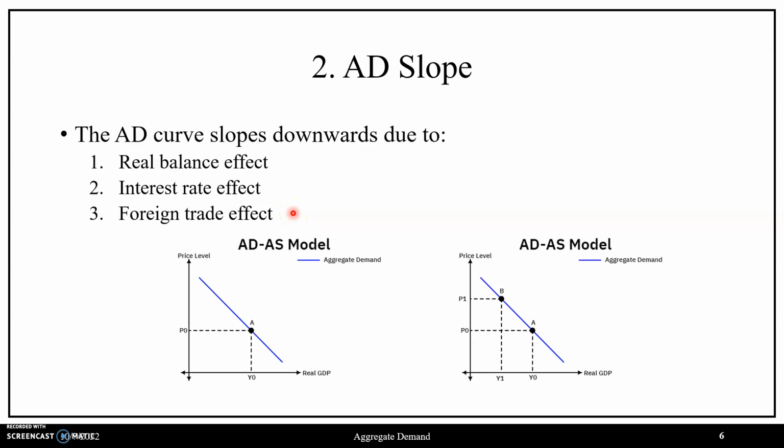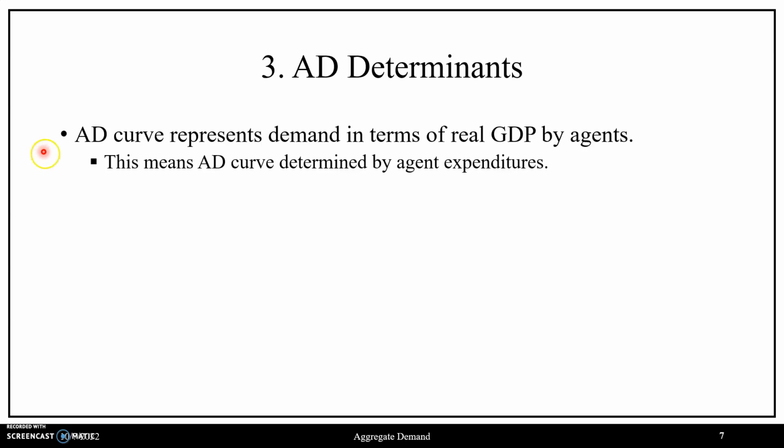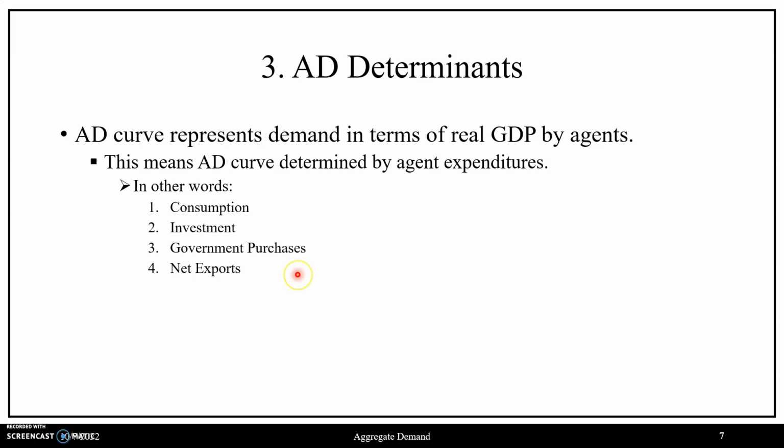Now moving on to determinants, the aggregate demand curve represents demand in terms of real GDP by agents. This means that the aggregate demand curve is determined by agent expenditures, or in other words, consumption, investment, government purchases, and net exports, which are the components of the GDP decomposition as we've seen in Chapter 5. This means we also know that these components are pro-cyclical, in that if one of these factors increases, we would expect GDP to be increasing, and vice versa.